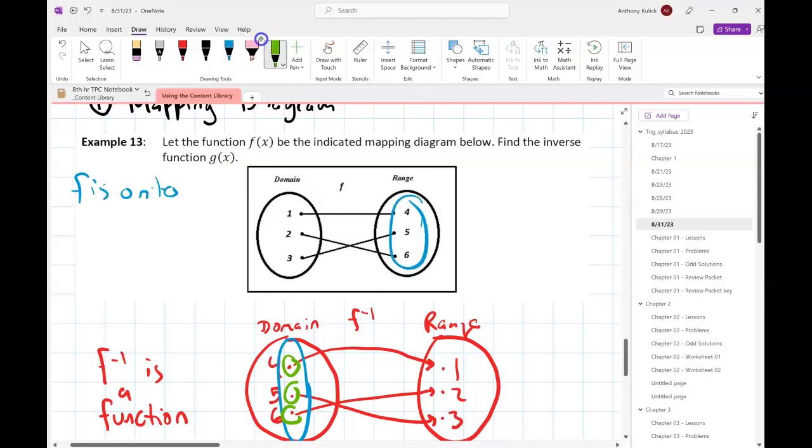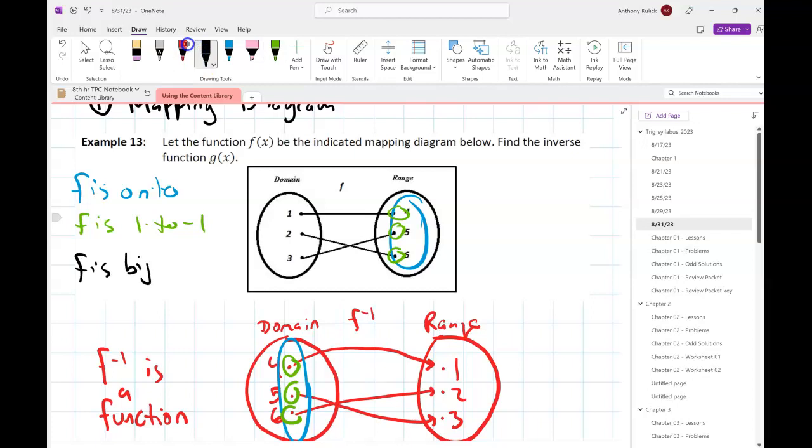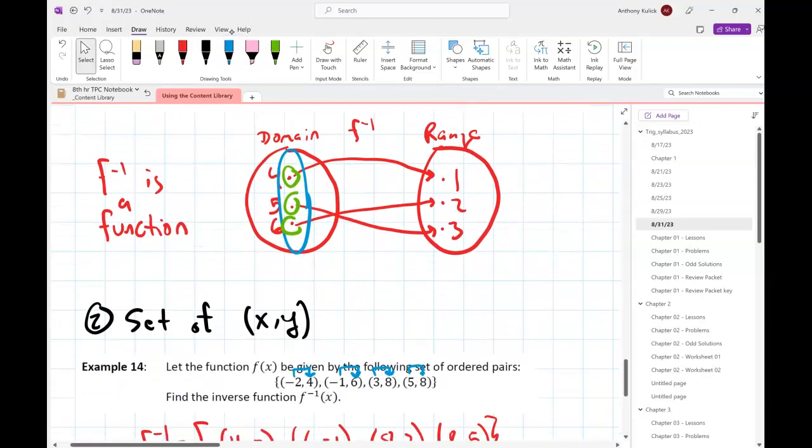Everything got used. Is it one-to-one? Yes. Each of the ranges are used one time. So what can we say then? It's bijective. So we've seen that a bijective function has an inverse that's also a function. Let's look at the next example and see if that one is bijective also.